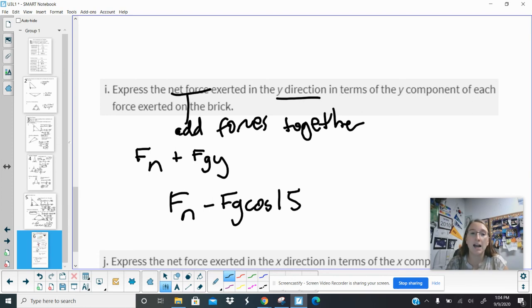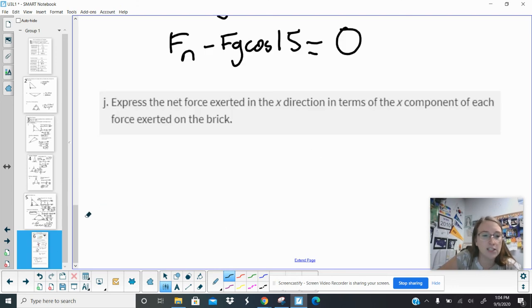Now, because my brick is not moving, what should these equal when I add them together? This brick is in equilibrium. What should those equal? 0. And in fact, even if the brick was sliding down the incline, because we're talking about the y direction, even if the brick is sliding, these forces would still add to 0 because that's what keeps the brick on the incline. It's just sitting there on the incline even if it's sliding. So they should equal 0.